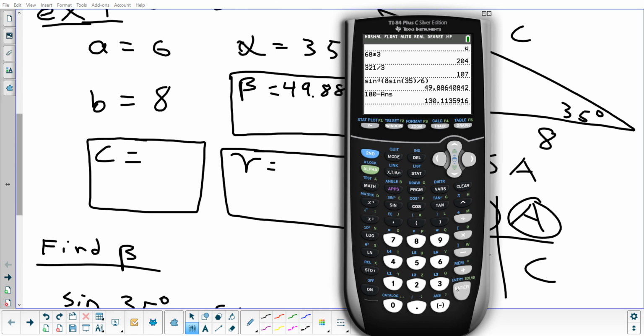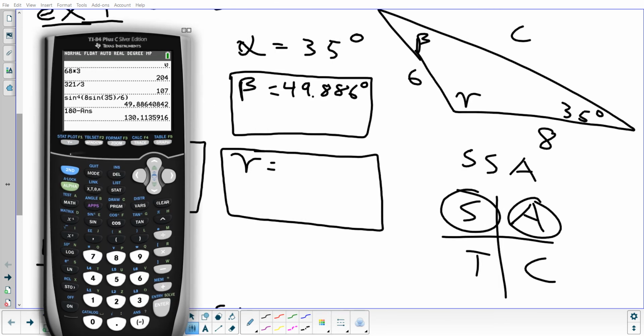So I'm just going to write that off to the side. Or, I don't even have to write it down. We could just keep it over here. And if there is a second answer, it's 130.114. But we have to check if that answer fits in the triangle. What angle were we given to start the problem? 35. Could you fit 35 and 130 in the same triangle? Yep, that would only add up to 165. So this time, the second answer does work.